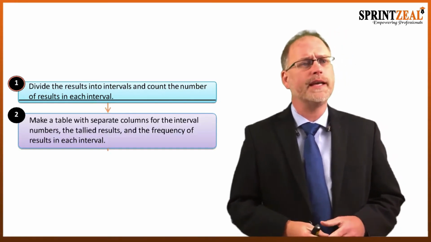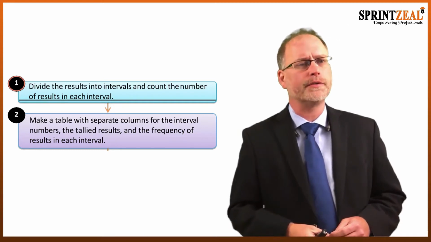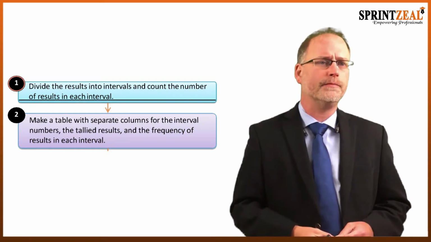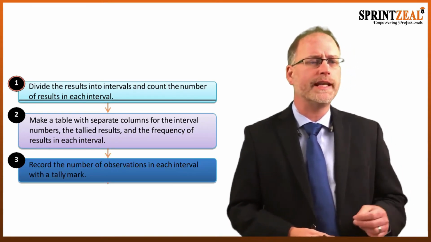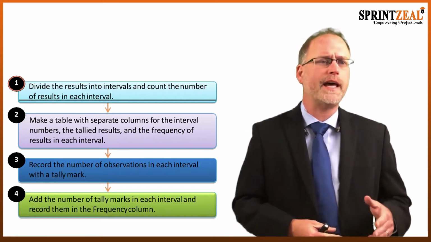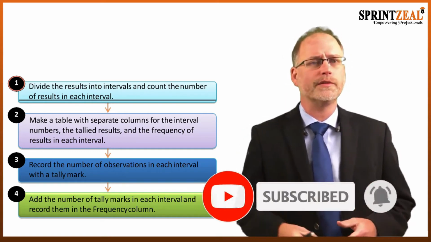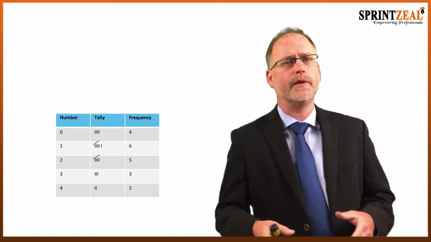The second step is to make a table with separate columns for the interval numbers, the tallied results, and the frequency of the results in each interval. The third step is to record the number of observations in each interval with a tally mark. And the fourth step is to add the number of tally marks in each interval and then record them in the frequency column. So in this representation, we have the numbers 0, 1, 2, 3, and 4. Then we have our tally marks, and then we have our frequency.